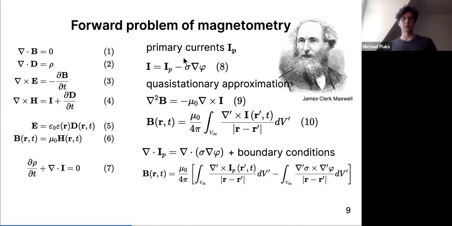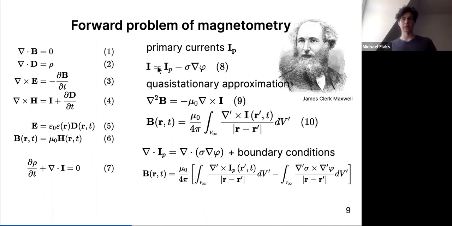currents as follows. So it is customary to separate the current, the generator of the magnetic field, into two components. One is the migrational term, which is proportional to the gradient of the potential. And another term is everything else. In quasi-stationary approximation, where we can neglect the time derivatives of all the components here, the magnetic field can be shown to be presented with this integral, which gives the curl of the total current.